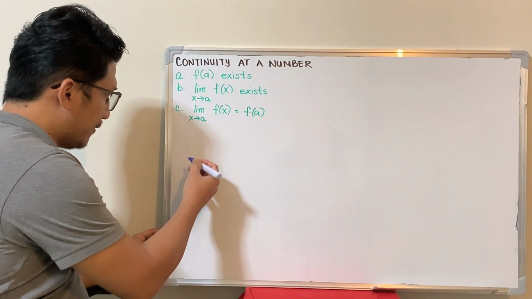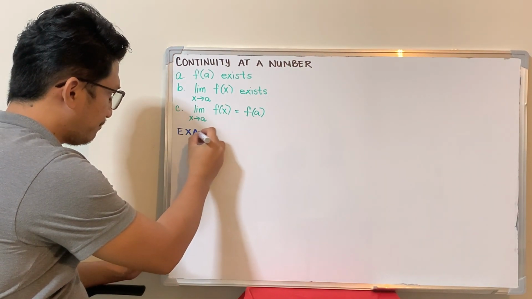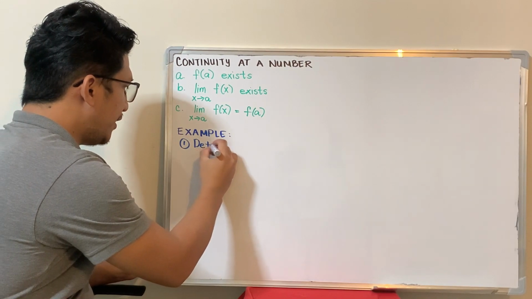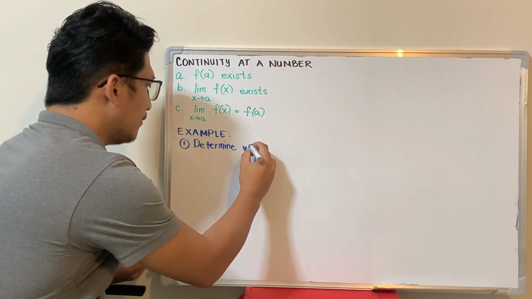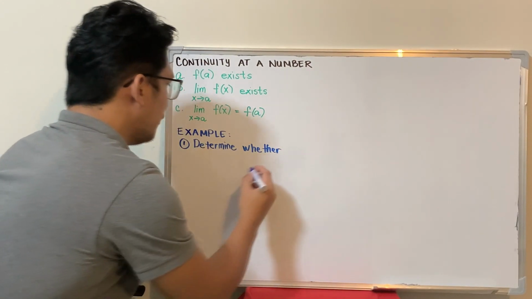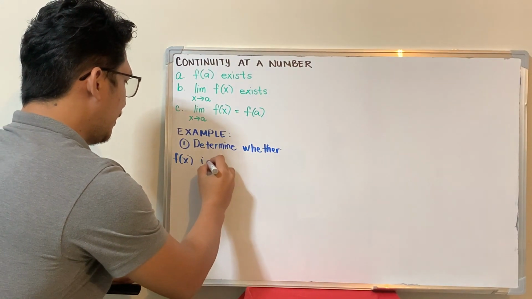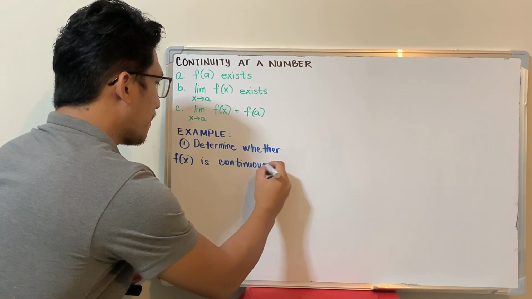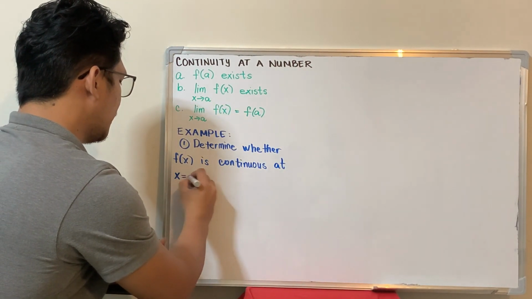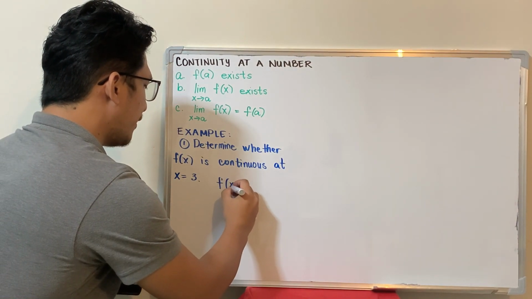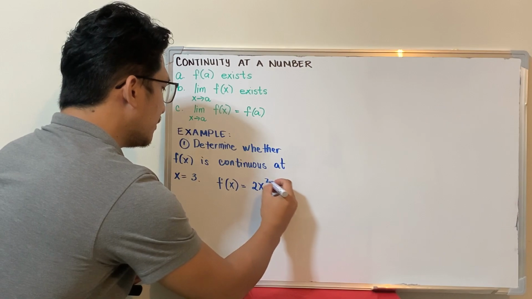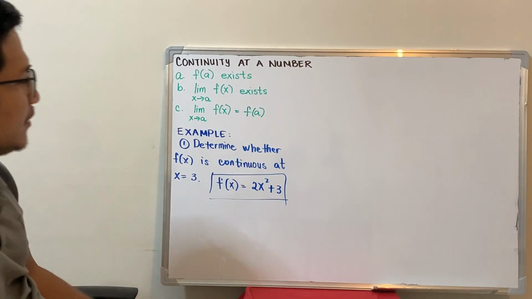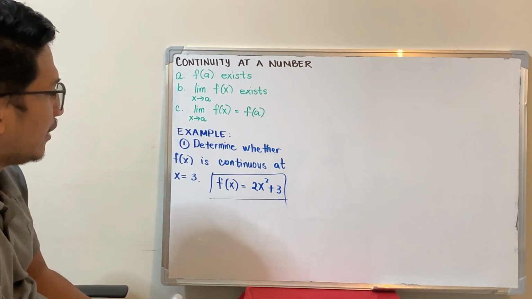Okay, so we have an example here. Example number 1. Determine whether the function f of x is continuous at x equals, let's say, 3. Given f of x, let's say f of x is equal to 2x squared plus 3. So this is our function here, and this is the instruction. We have to determine whether the function is continuous at x equals 3 or not.